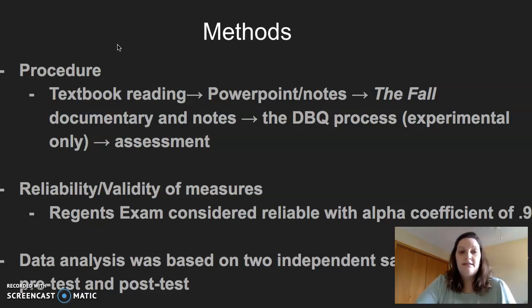The Regents exam is considered a reliable measure. It has an alpha coefficient of 0.92, and it also is considered valid. It was controlled in numerous ways. Test content and response process are very tightly controlled by the state on a Regents exam. There's field testing of the questions ahead of time, so that sort of speaks to its validity. And then data analysis was performed here. We used 2 independent samples t-tests for both the pre-test and the post-test, and then the mean scores on those 2 examinations were compared.